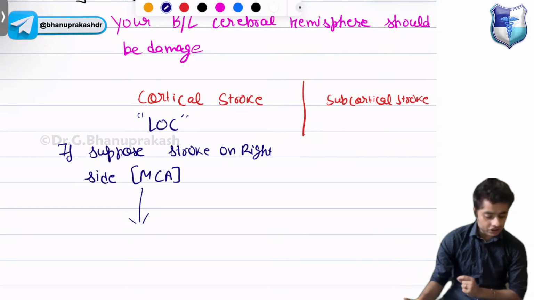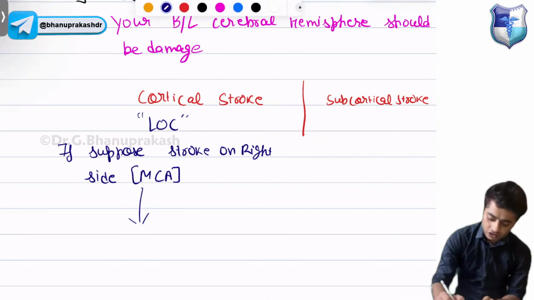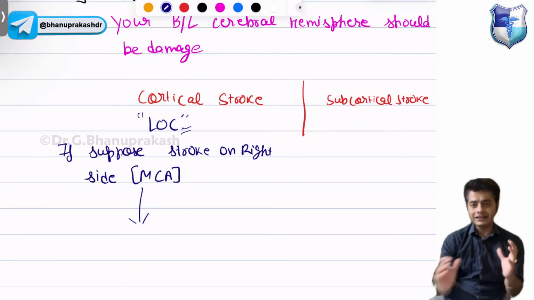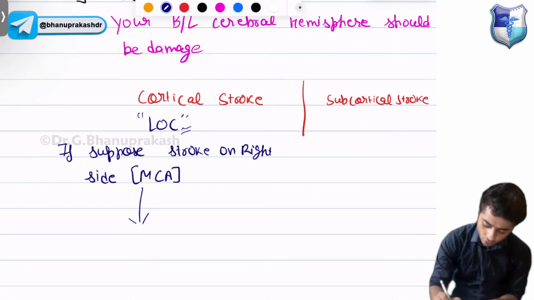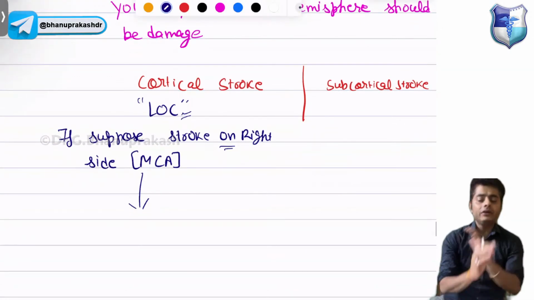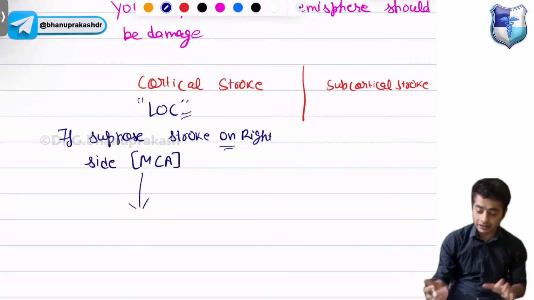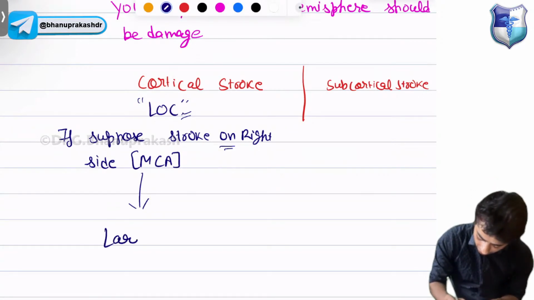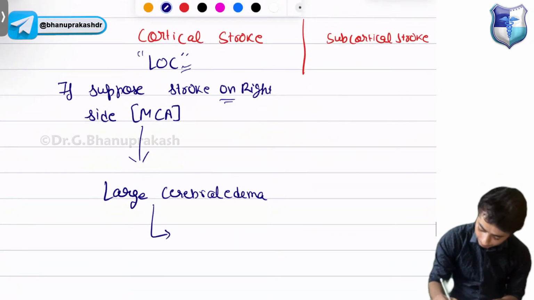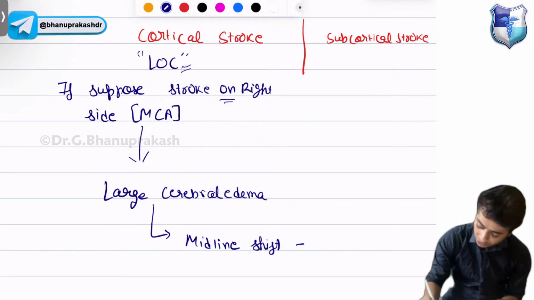So I was telling you about cortical stroke. In cortical stroke, there is the loss of consciousness. We have all studied, but normally, when we study stroke, we say that it is a unilateral stroke most of the time. So if a stroke is on the right side MCA, can it produce loss of consciousness? Normally, unilateral strokes can't produce loss of consciousness unless it has a large cerebral edema, which is doing midline shift. Only then can there be a loss of consciousness.